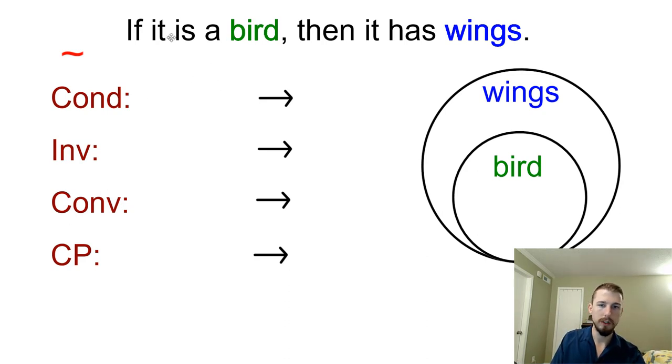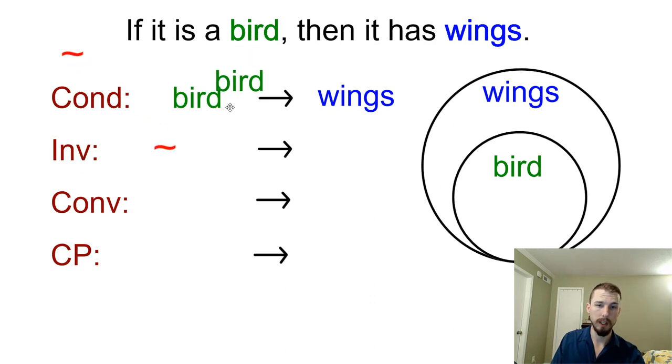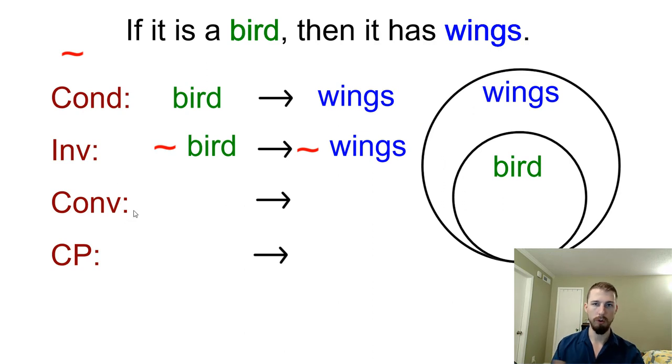So the conditional statement is just the regular order, P implies Q. So if it is a bird, then it has wings. The inverse of the statement, we're going to negate them, so now we have to use our tilde symbols here. But we keep the order the same on this one. So if it is not a bird, that means that it does not have wings. And then the converse, like shoes on the wrong feet, we switch the order. But we're not negating it, so if it has wings, then it is a bird.